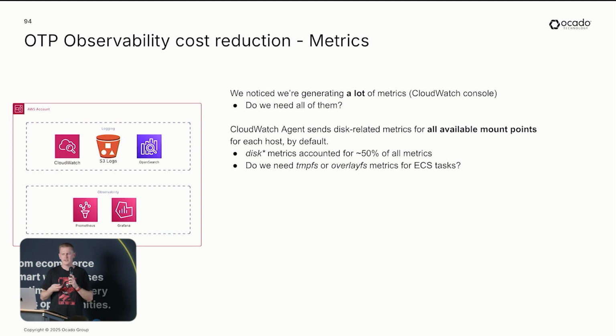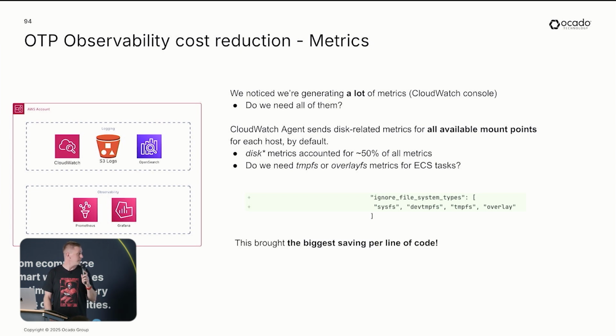And we noticed that there are metrics for ECS tasks for TMPFS, OverlayFS, and, well, the answer was simple. We didn't need those metrics. So we introduced a change. Actually, it's 2 lines of code, not 3. And this can be considered the biggest saving per line of code. If you remember that steep uphill on the chart that Roman was showing, that was exactly it. Ignoring file system types that were not needed.